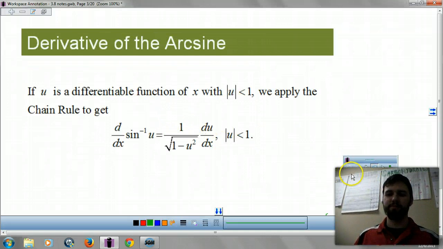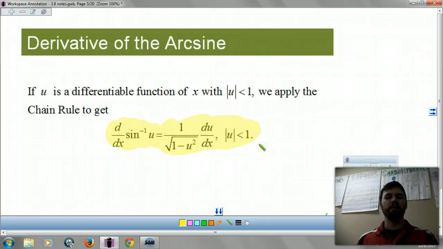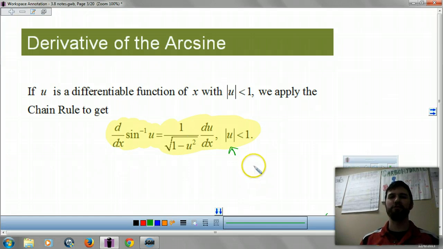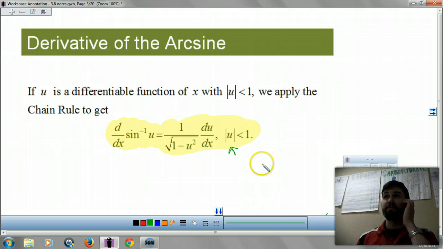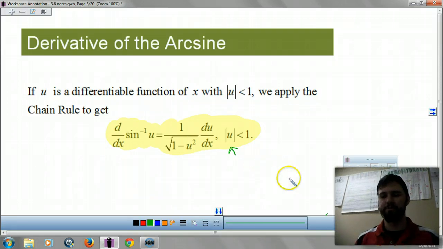Here's your first rule. The derivative of sine inverse of u is 1 over square root of 1 minus u squared, and that's only if the absolute value of u is less than 1, because you can't take sine inverse of numbers greater than 1 because it doesn't make sense. It doesn't work. Try it in your calculator if you don't believe me, as long as you're in radians. Make sure you're in radians. Did you try it? Did it work? No. Okay. This usually won't come up.